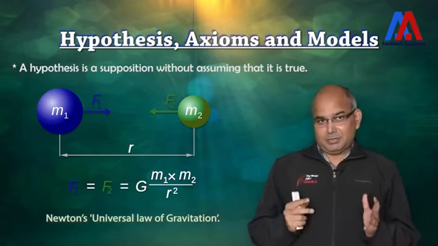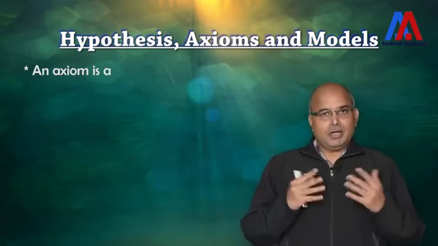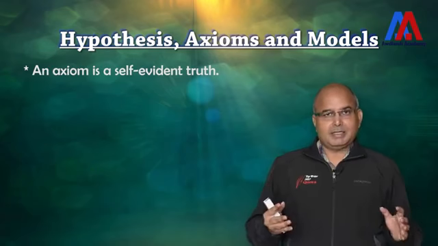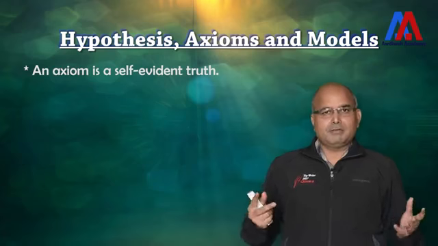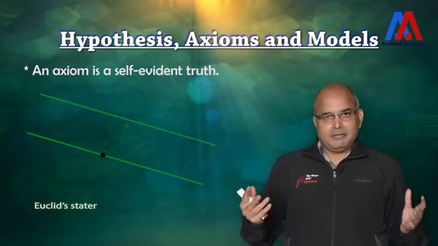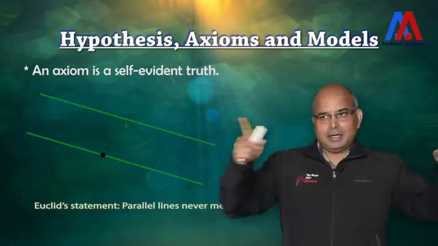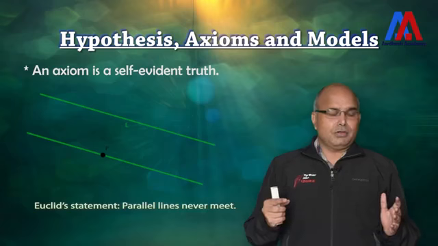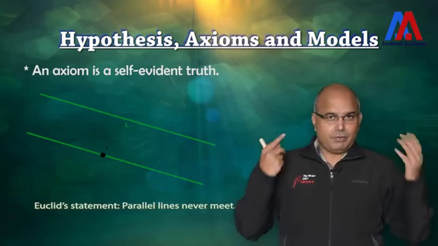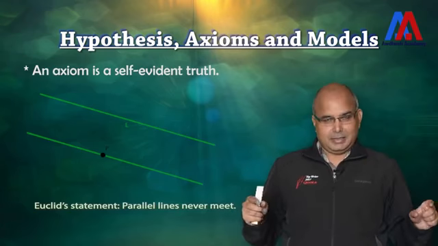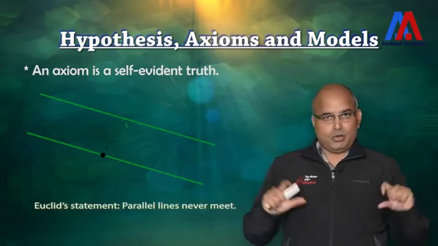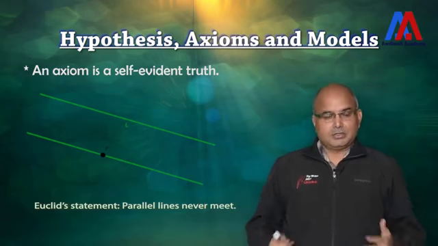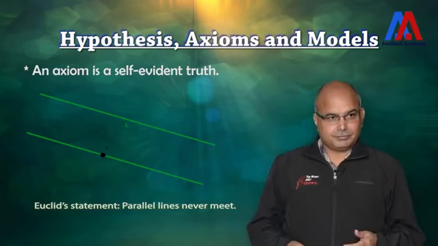The second important concept you have to understand is axiom. Now what is an axiom? An axiom is again something like a hypothesis, but it is a self-evident truth. For example, Euclid gave the theory that two parallel lines will not meet. Suppose there are two parallel lines, they will never meet. He has not proven it. But we know from common sense that if there are two parallel lines, naturally the distance between them is not going to reduce and therefore they are not going to meet. So it's a self-evident truth. That is what is called an axiom.